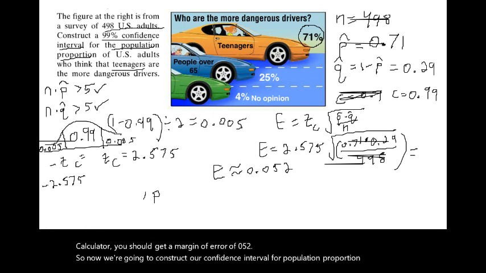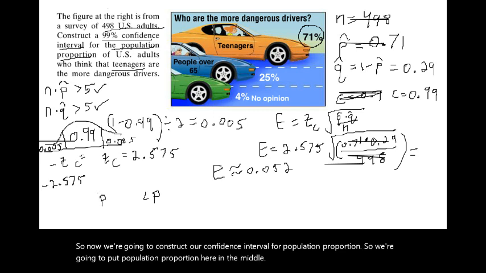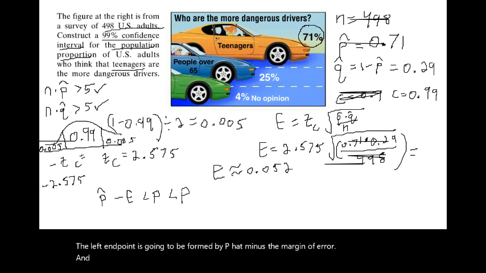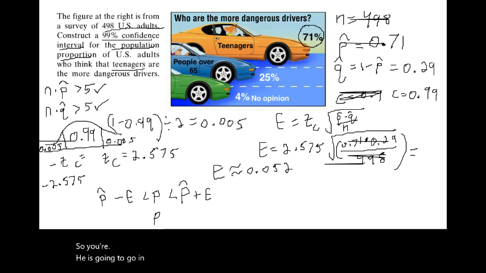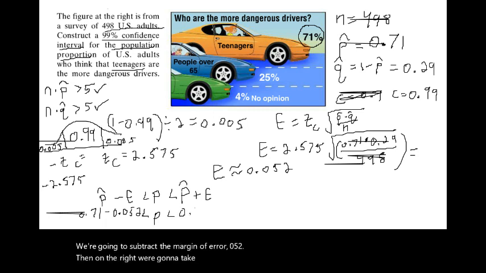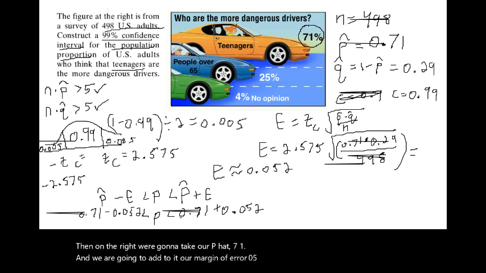So now we're going to construct our confidence interval for the population proportion. We're going to put the population proportion p here in the middle. The left endpoint is going to be formed by p hat minus the margin of error, and the right endpoint is going to be p hat plus the margin of error. So we take p hat, 0.71, and subtract the margin of error, 0.052. Then on the right, we take our p hat, 0.71, and add to it our margin of error, 0.052.